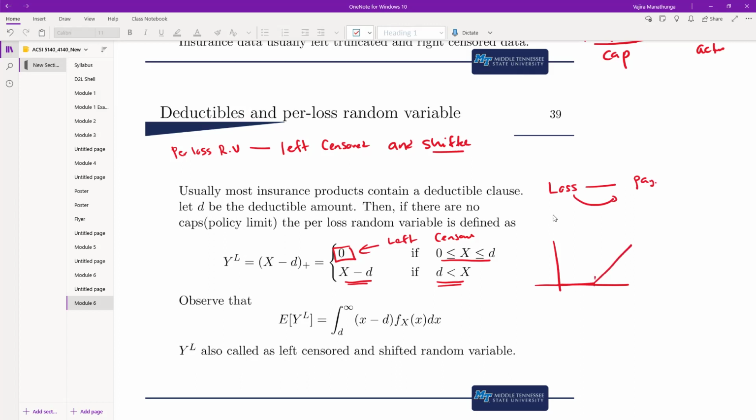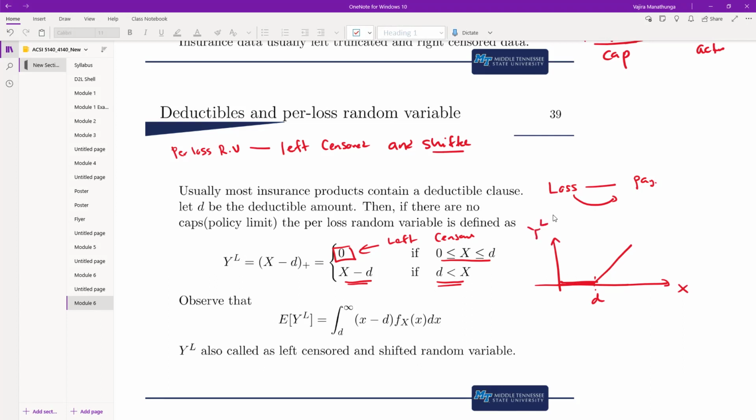So this is T. Until D, the loss random variable is zero. And then after D, it becomes X minus D. So this side is X, this is YL.